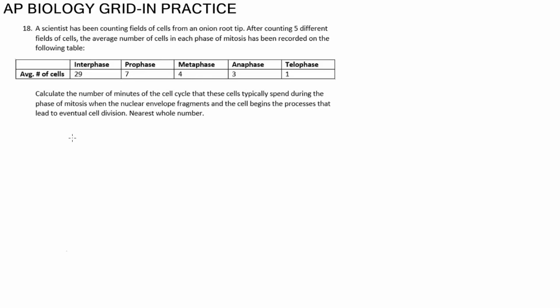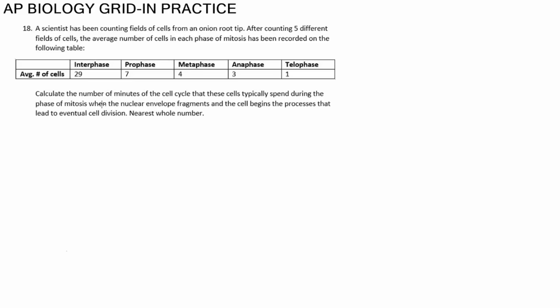Question number 18, I think, was actually missing a piece of information that would be necessary in order to calculate the number of minutes. So I'm going to give you that piece of information and show you how we would use that. But basically, we're looking at the tip of an onion root, which is a commonly used example for mitotically dividing cells, just because that's at the region of a plant that's obviously growing. And in this, 5 different microscope fields were counted for the number of cells in each phase, and that was recorded in this table. The part where we're lacking some information is in our ability to calculate the number of minutes of the cell cycle that a particular phase is occurring.